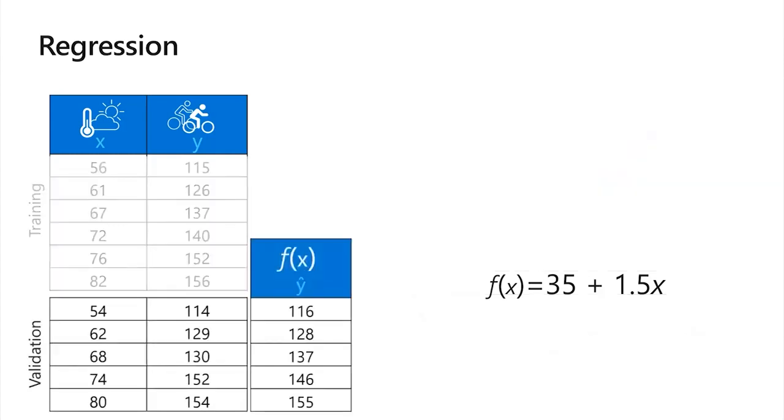So they have a little hat on top of it. And you can see here that for a temperature of 54 degrees, my actual bike rentals were 114, and my predicted bike rentals were 116. So there's a little bit of difference. And now you can see how well the model predicts by measuring the difference between the predicted values and the actual values that we know to be true. And this tells us the amount of error in the model.